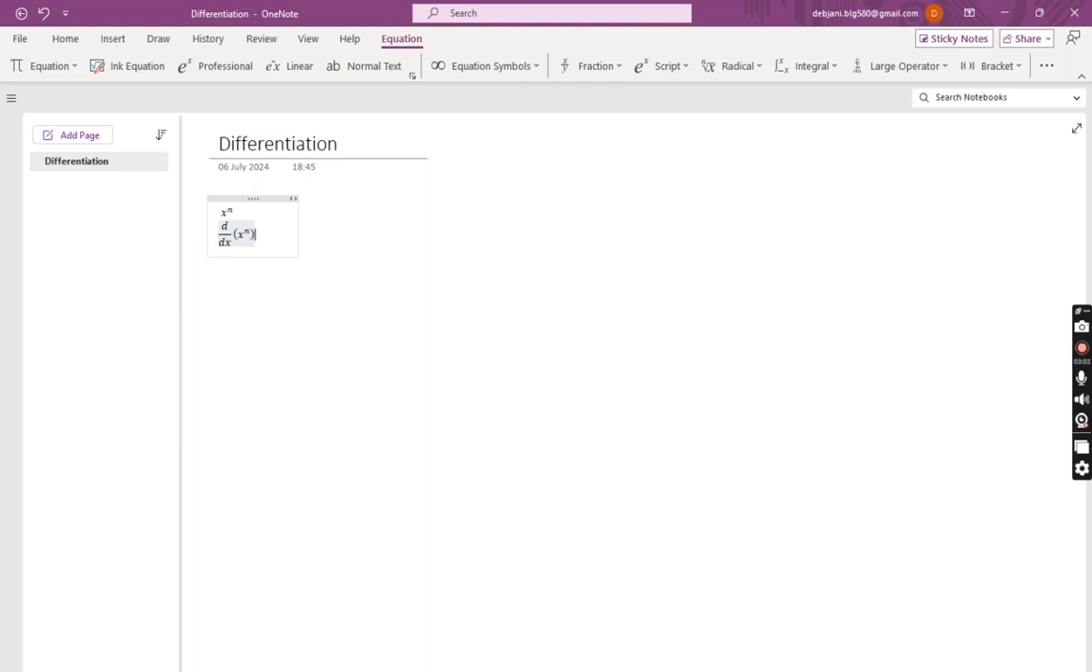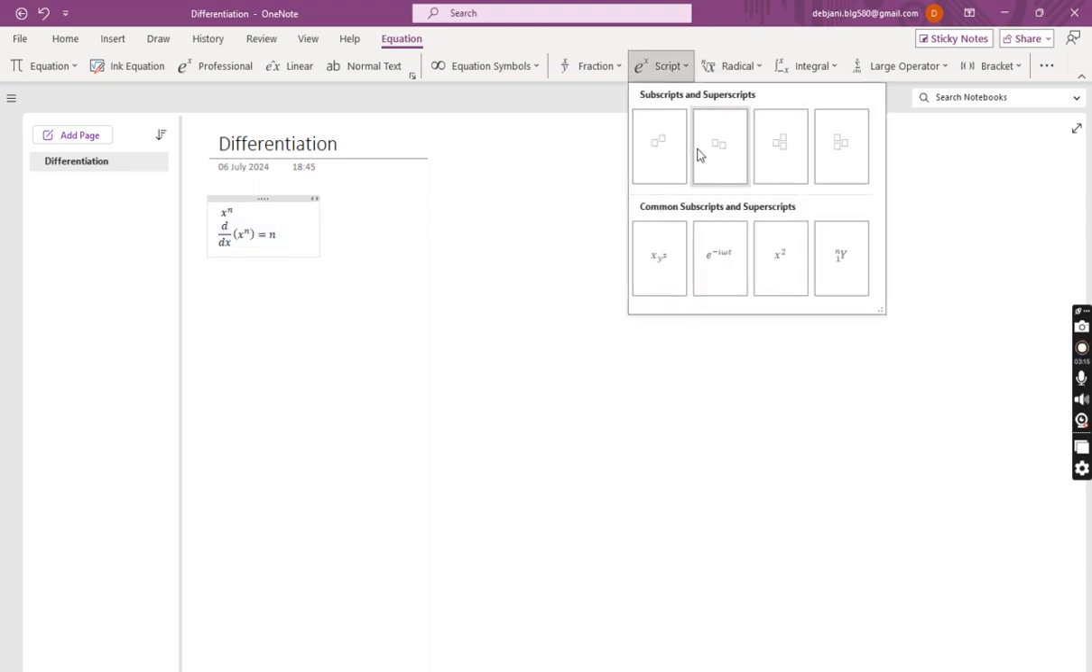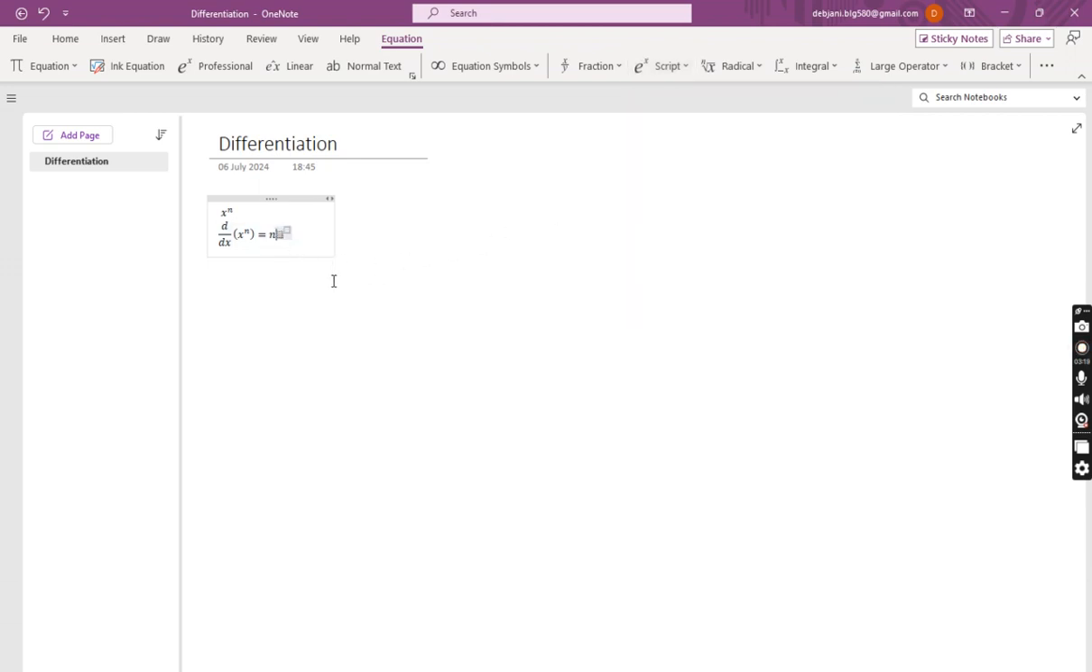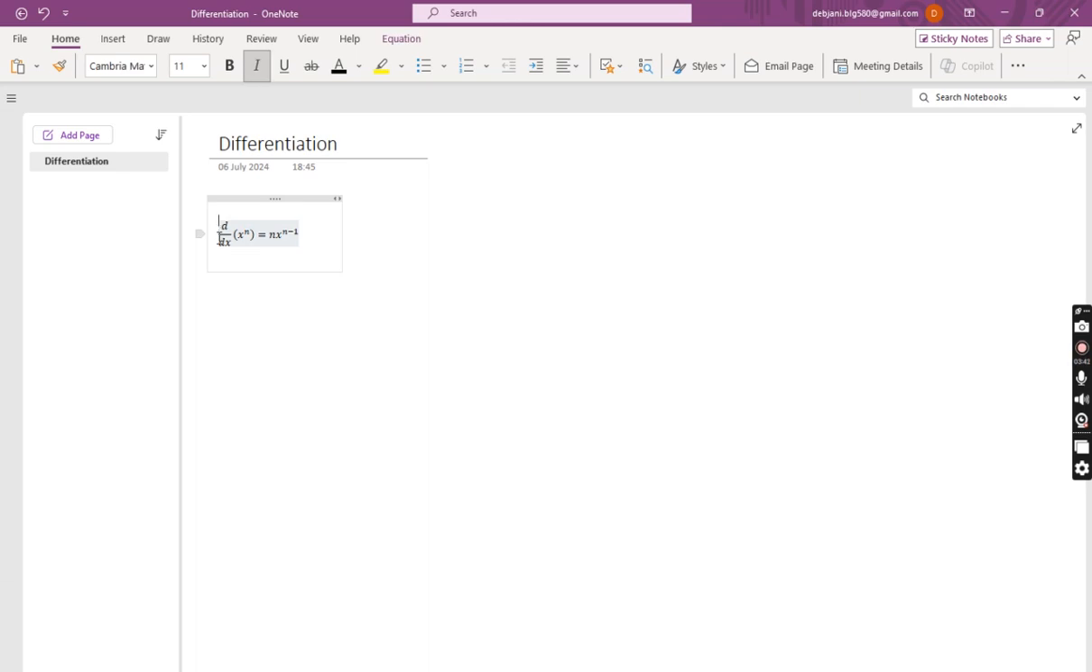Differentiating, we will get n x to the power n minus 1. This is the first law of derivative. If the thing is x to the power n, then differentiating x to the power n with respect to x, we get n x to the power n minus 1.